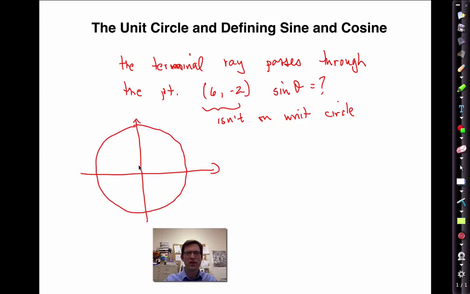Right, what would that point look like? It'd be like 6, -2, maybe it's like this. I don't know. That seems a bit right. That bit right.